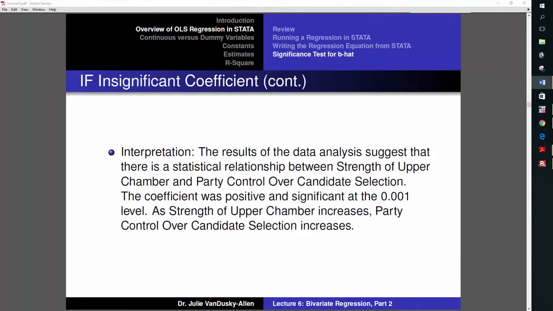So following these steps for our example, we would write, the results of the data analysis suggest that there's a statistical relationship between strength of upper chamber and party control over candidate selection. The coefficient was positive and significant at the 0.001 level. As strength of upper chamber increases, party control over candidate selection increases.